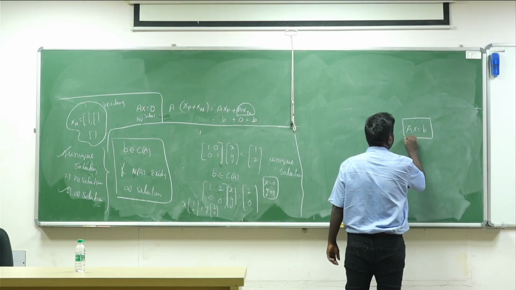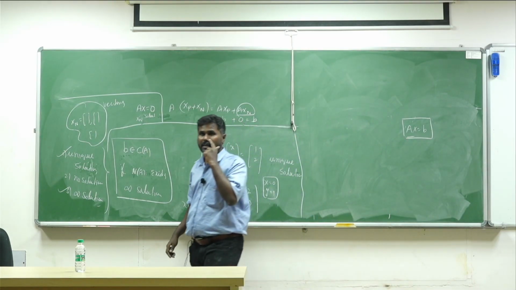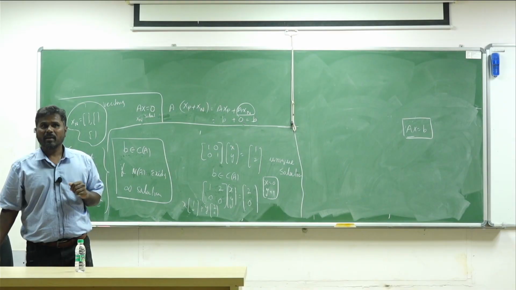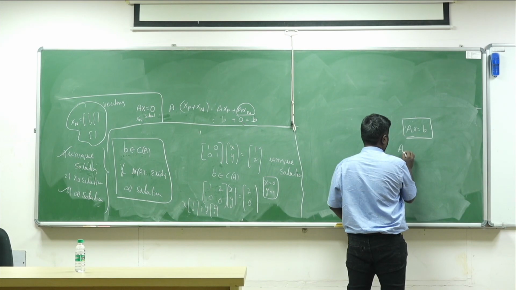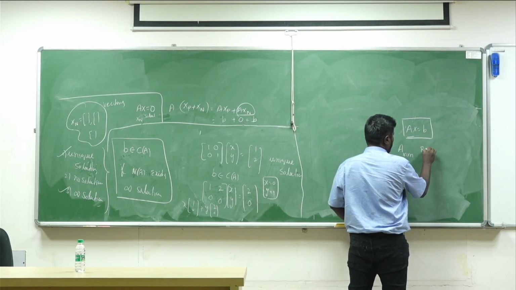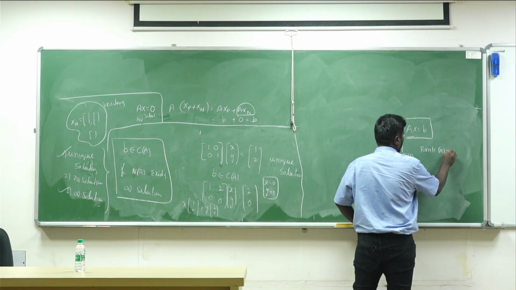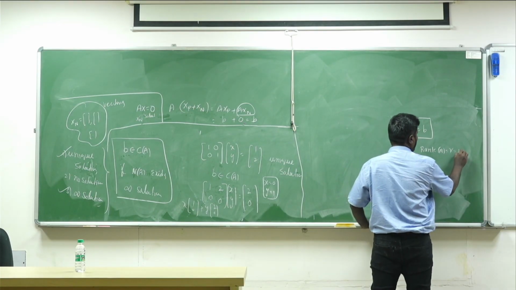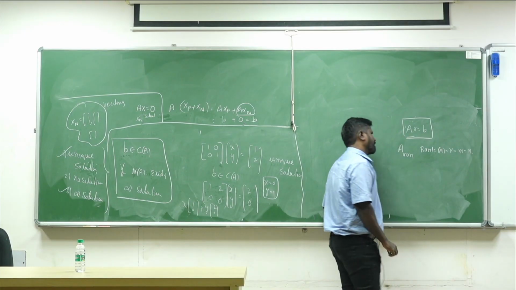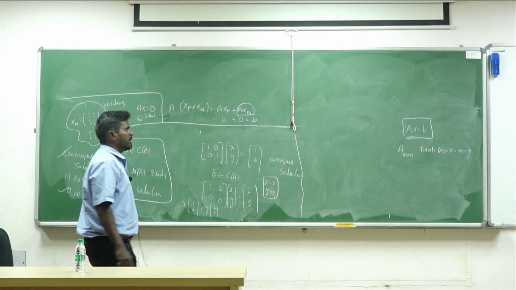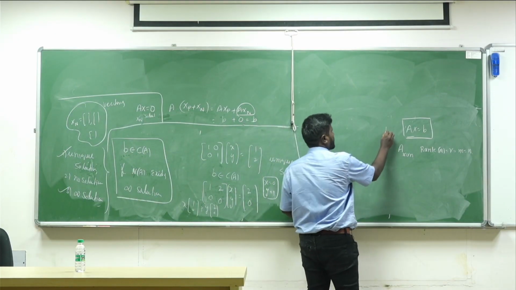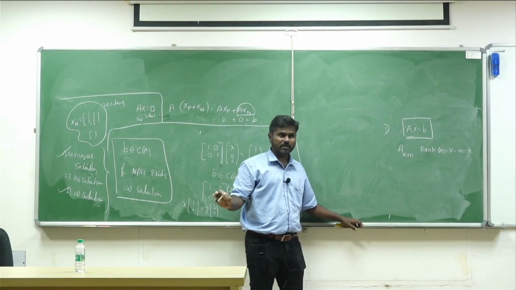How do you differentiate that? Based on the rank of the matrix. Suppose, let's say, A is an m by n matrix, and the rank of the matrix is R, which is equal to m is equal to n. Right? This is one kind of system of equations.